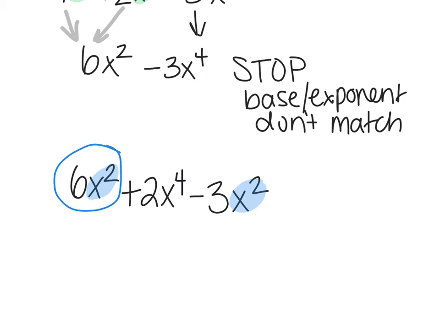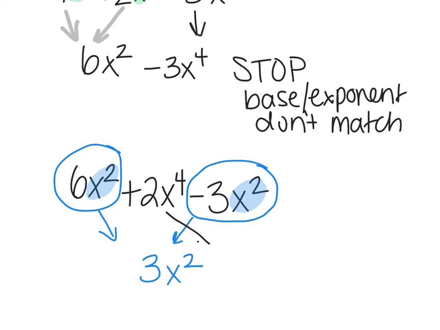So I have 6x squared, keep the sign with it, minus 3x squared. 6 minus 3 is 3x squared total. And then again, I'm just going to bring down the plus 2x to the fourth. I didn't do anything with it, but it's still part of the problem. So we're going to bring it with us. And now I have x squared and x to the fourth. They do not match, so I'm going to stop.